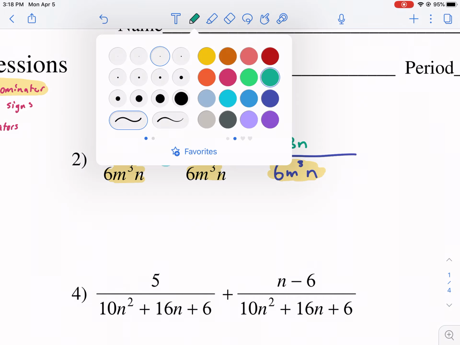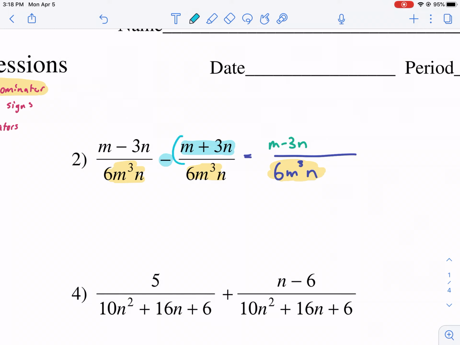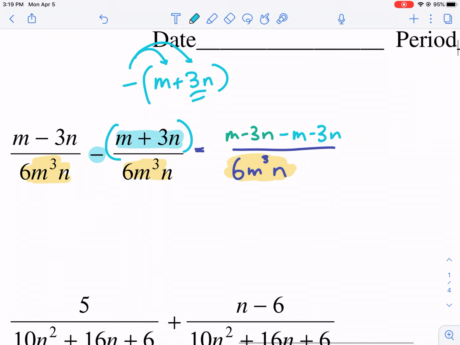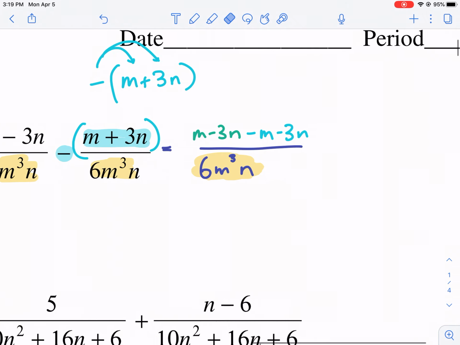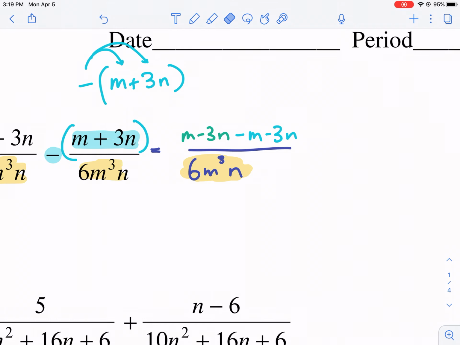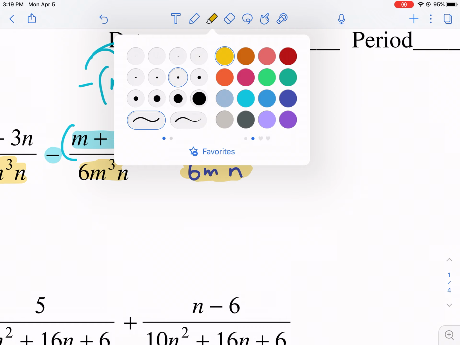And now we have to distribute this negative sign to both of these. Think of it as a negative with an m plus 3n in parentheses. So that becomes minus m as we distribute that, and then a minus 3n. It's just going to be the opposite sign. If there's a negative 3n in the parentheses, it would become a positive 3n because we distribute the negative sign. But in this case, they're both positive in the parentheses, so they're both going to become negative after the distribution. Now we're looking for like terms here.